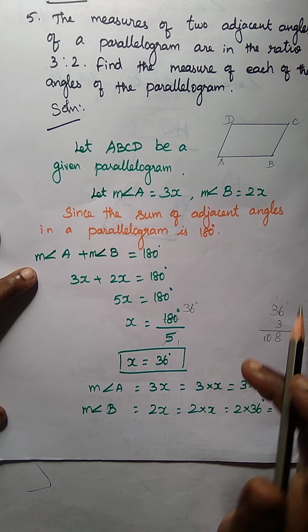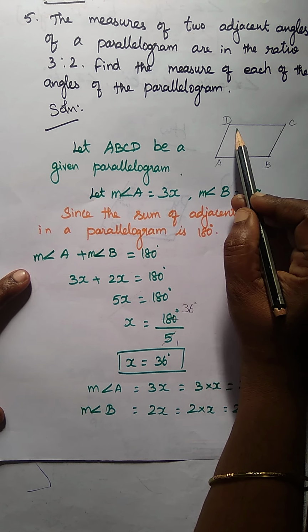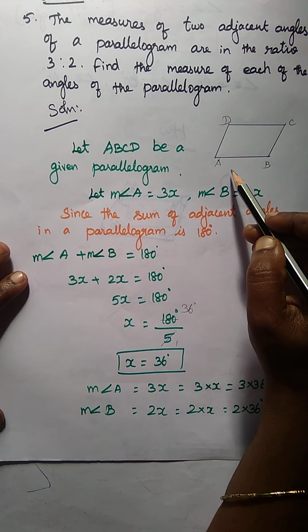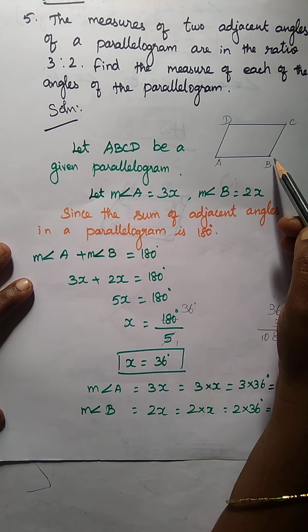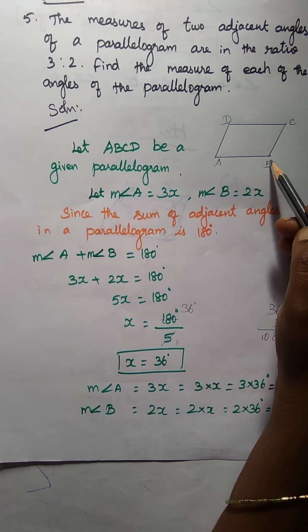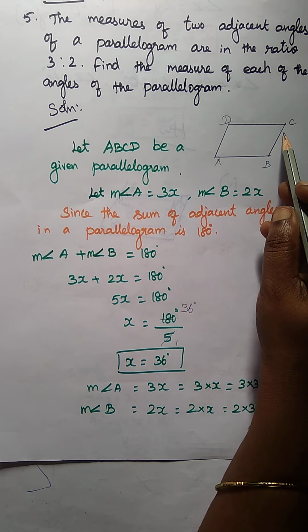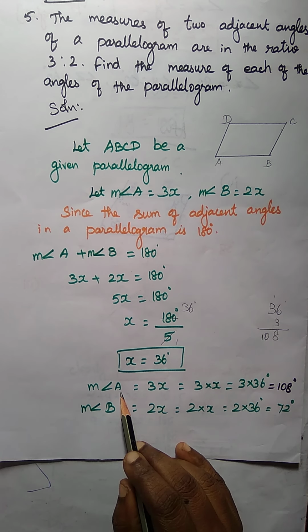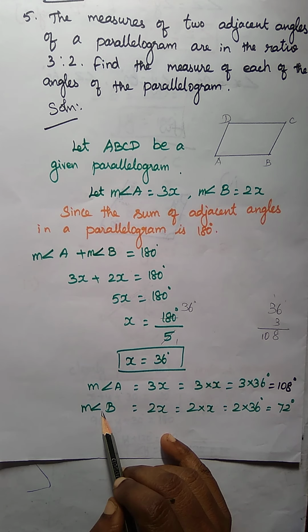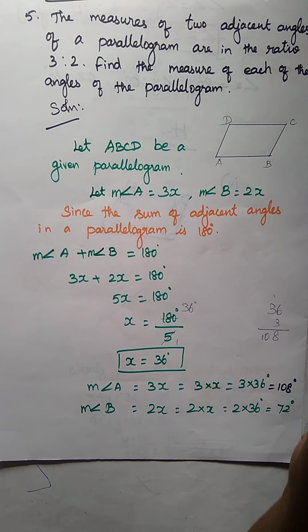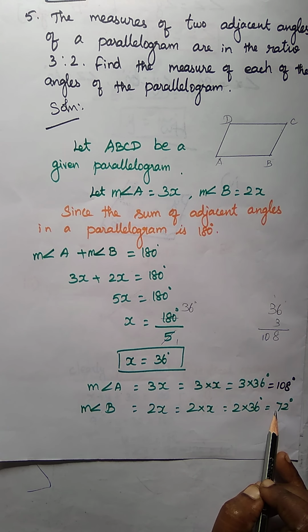Now we are going to find the remaining angles C and D. Using the property opposite angles are equal. In a parallelogram opposite angles are equal. So angle A is equal to angle C. Angle A is what? 108 degree. Angle B is equal to angle D. So 72 degree. Angle D is 72 degree.